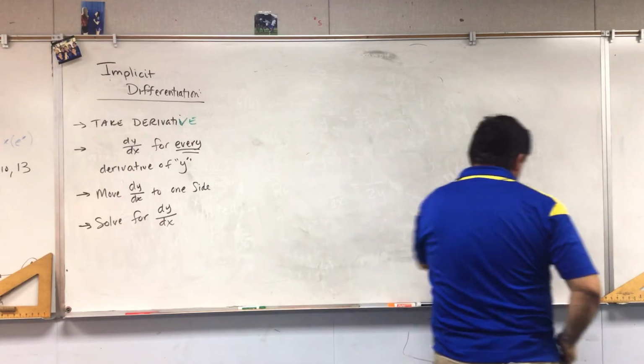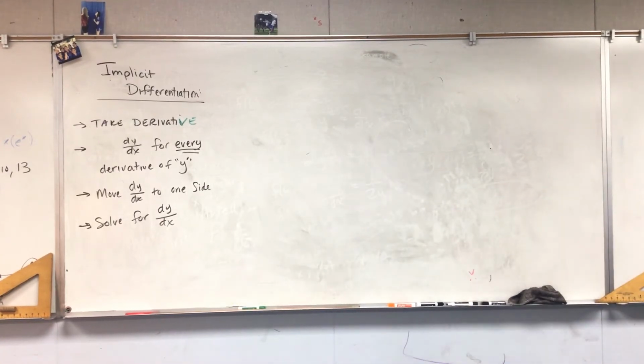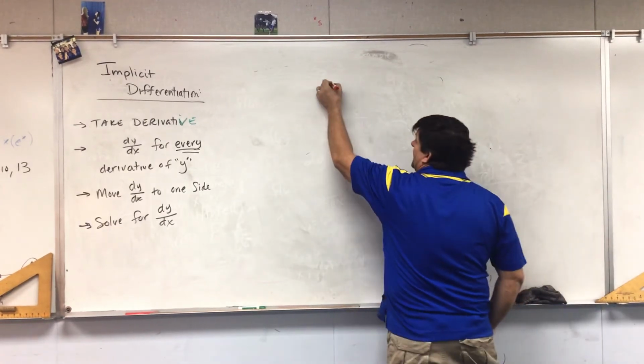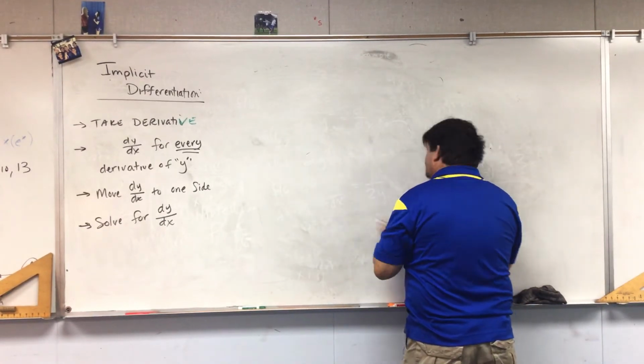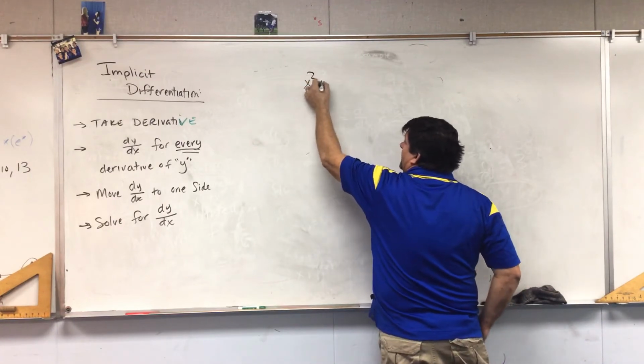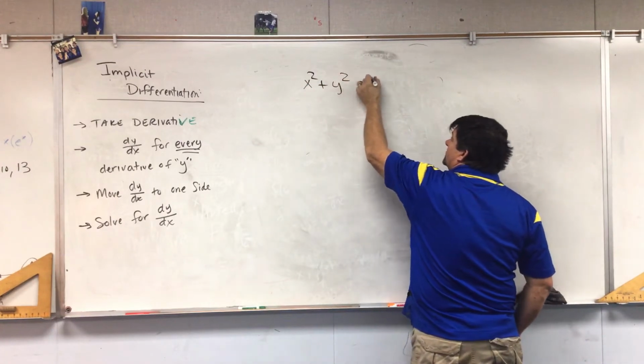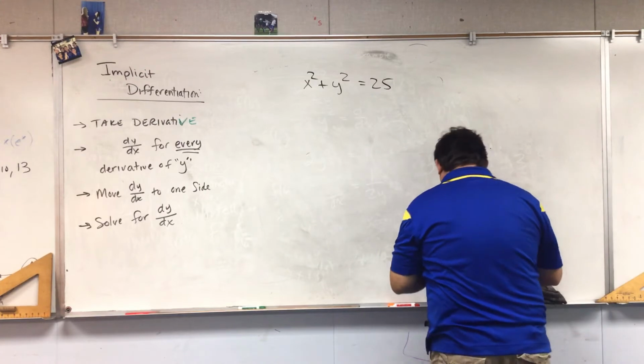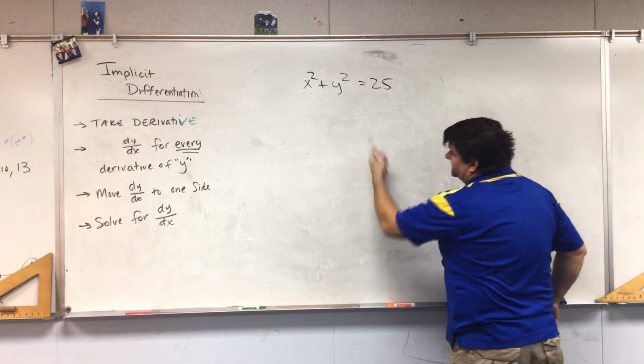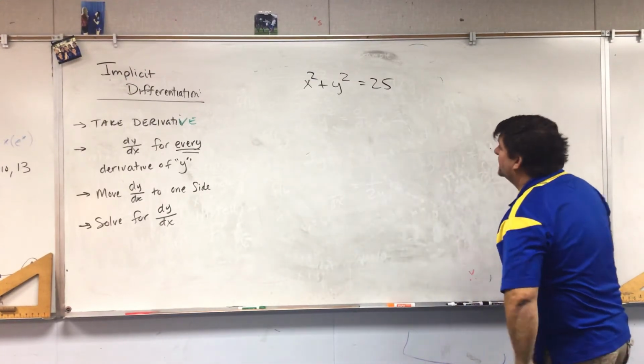And that becomes like when we're dealing with a circle. Let's do a circle here: x squared plus y squared equals 25. Okay? So this is a circle with a radius of 5.